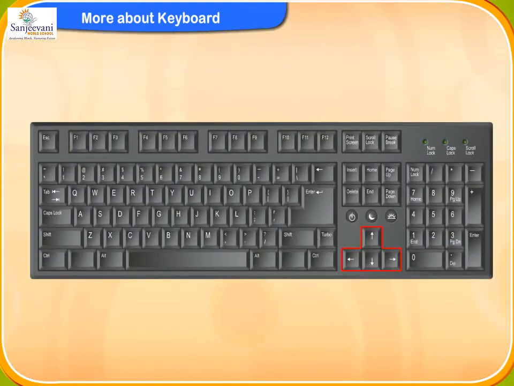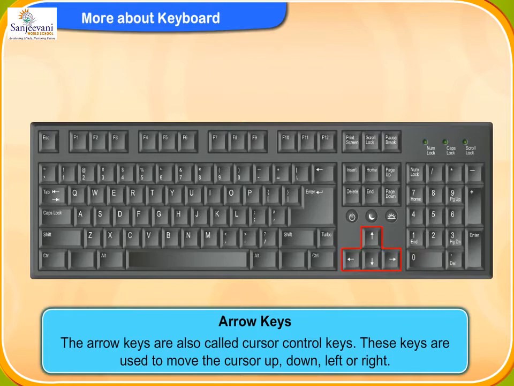These 4 at the bottom are the arrow keys, aren't they, Kliko? Yes, these are the arrow keys. The arrow keys are also called cursor control keys. These keys are used to move the cursor up, down, left or right.